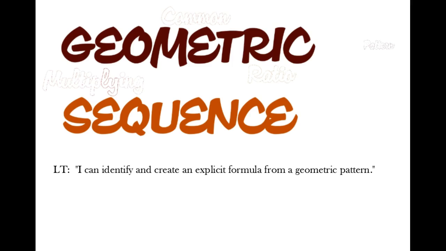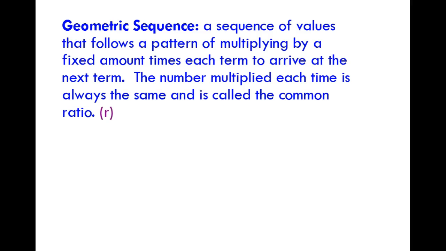So we did something very similar to this last time, but it was with an arithmetic pattern. A geometric sequence, and think back to how this compares to an arithmetic sequence, is a sequence of values that follows a pattern of multiplying by a fixed amount times each term to arrive at the next term. Last time it was about adding something to the last term to get to the next term. The number multiplied each time is always the same, just like how before there was a common difference. This time it's called a common ratio. Sometimes it's called a common multiple, but it's common ratio.